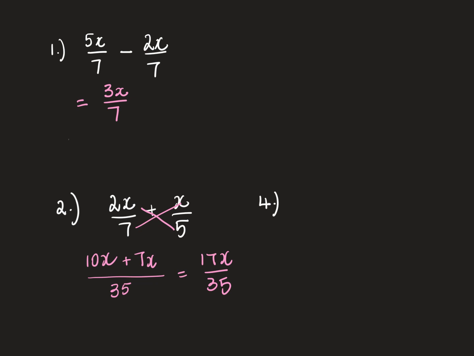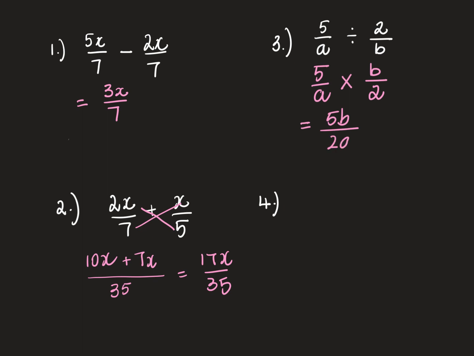Next one here. Oh, this is a divide. How do I divide? Well, I keep the first one the same. I change the divide to times. And what do I do with this one? I flip it. The bottom goes on the top, the top goes on the bottom. Then I just have a straight multiplication problem. 5 times b is 5b. A times 2 is 2a.